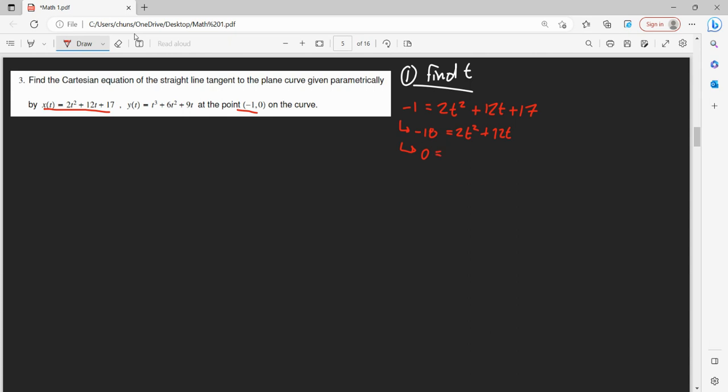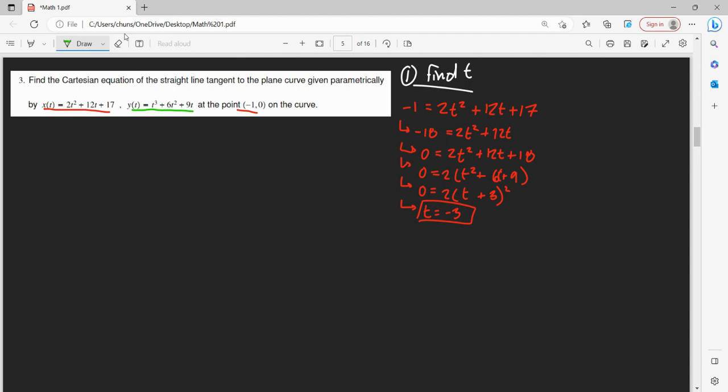Let's move that back over. It's plus 12t plus 18. Let's factor out that 2. 2, and that gives plus 6t plus 9. And that's equal to 2 times t plus 3 squared. And we know that t must then be equal to -3.